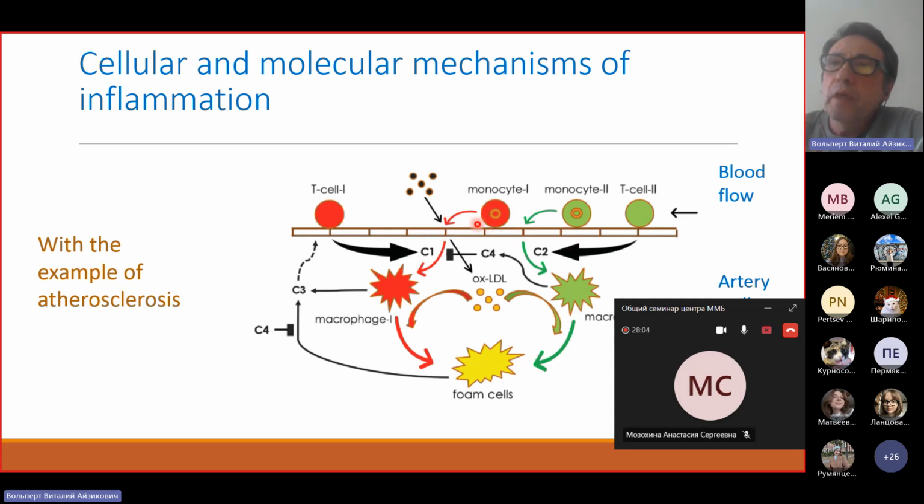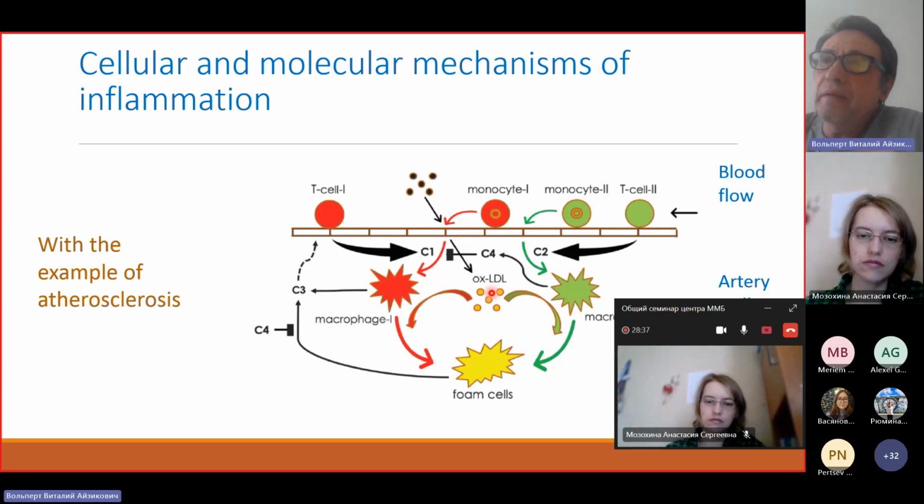There are some receptors on the surface of these endothelial cells on the side of the blood flow, and then monocytes, white blood cells, roll on the internal surface of the blood vessel. They come here to the inflammation place. They are stopped by these receptors. They penetrate inside. They differentiate into macrophages. These macrophages phagocytose and eliminate this ox-LDL.